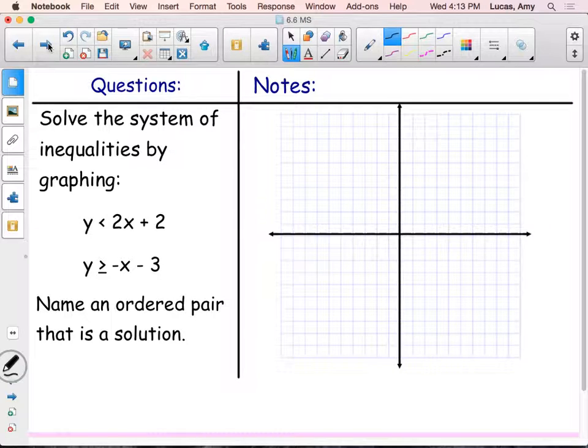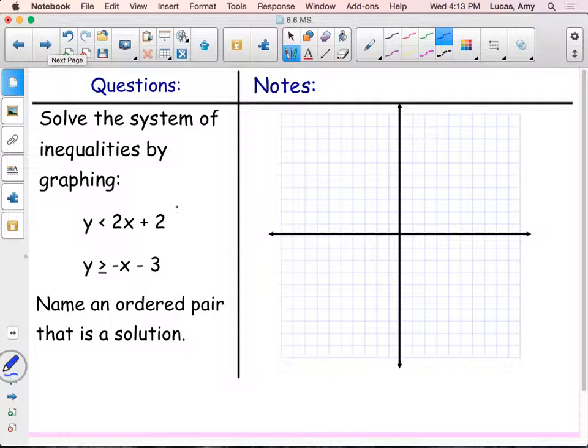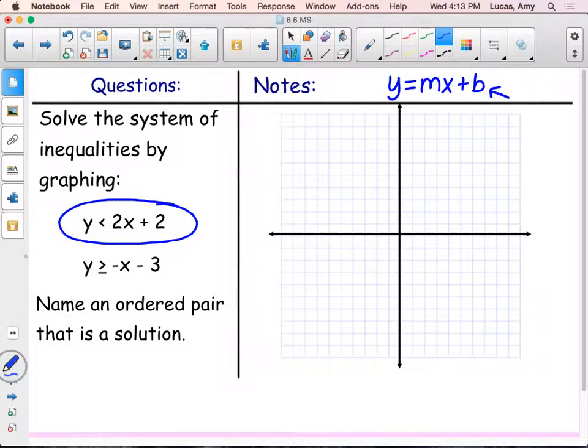Okay, here's our first example. I'm going to use two different colors for inequalities. So the first inequality that I'm graphing is y is less than 2x plus 2. So I'll start at the y-intercept. Remember, in slope-intercept form, the intercept is b, and that is the starting point for our graph. So the y-intercept is 2, so on the y-axis, I put my first point at 2.